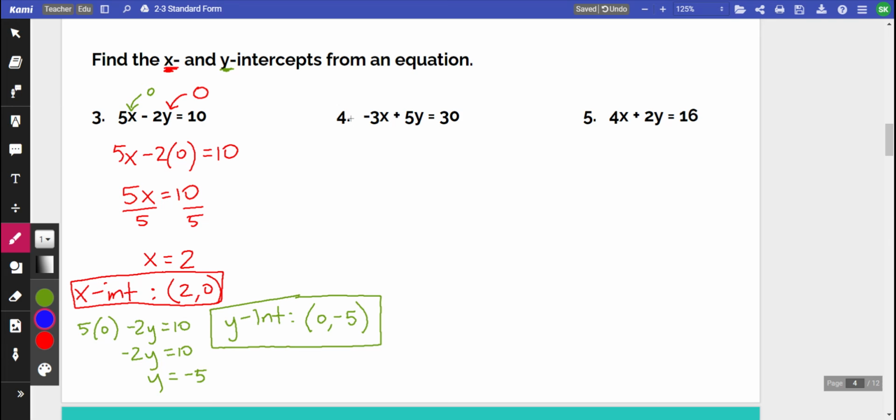All right, here's a reveal for number 4. To find the x-intercept, remember I need to plug in 0 into my y in the equation. So I'm going to say negative 3x plus 5 times 0 equals 30, which means we have negative 3x equals 30. Divide both sides by negative 3 in order to get x equals negative 10. So the ordered pair for the x-intercept is (negative 10, 0).